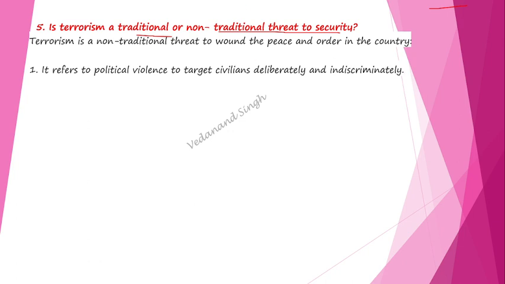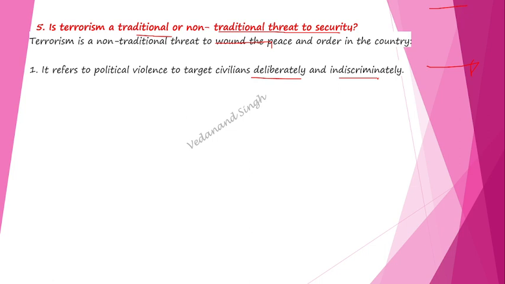And the second is that it refers to political violence that targets civilians deliberately and indiscriminately. Generally, what happens is it targets civilians indiscriminately. Whenever there is terrorism, it does not say anything; they generally target all civilians of the nation at the same time, and they don't discriminate against anyone.